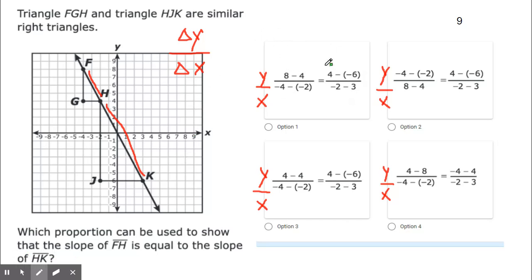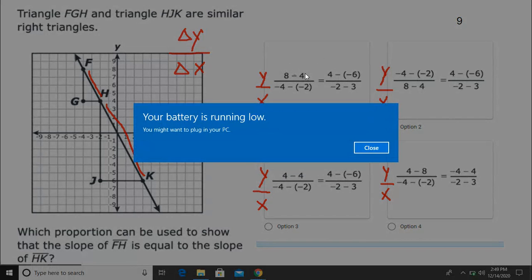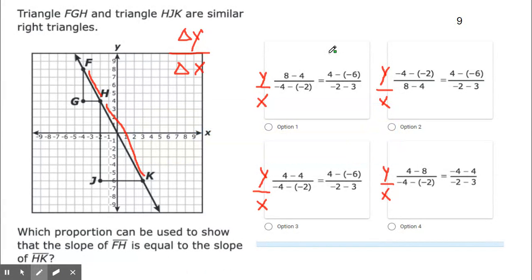So first option, option 1, it says 8 minus 4. Oh, hold on, I need to put my laptop on charger. Oh my goodness. Okay, so we have 8 minus 4.